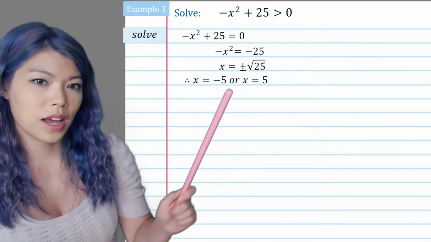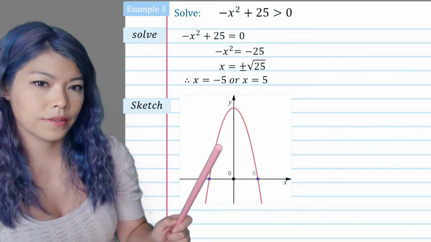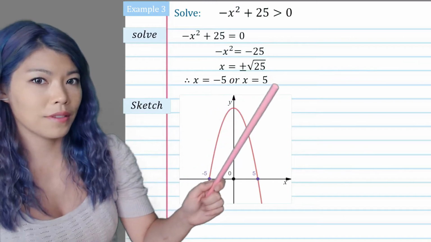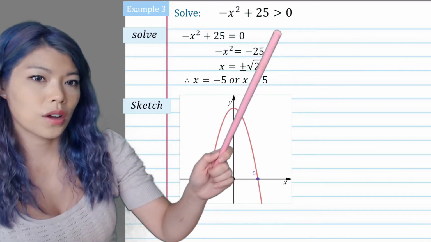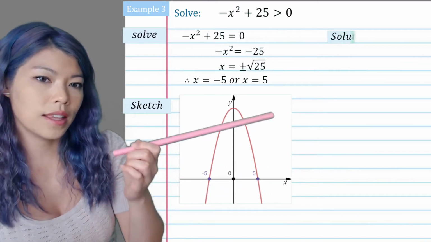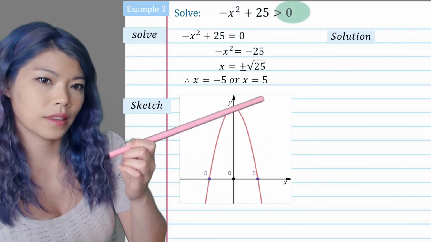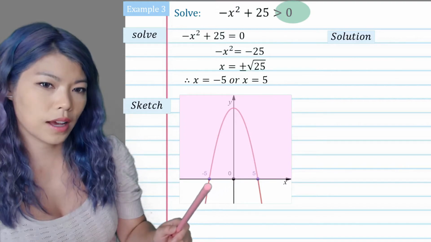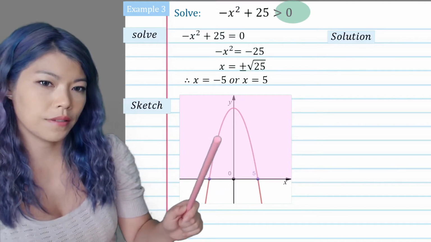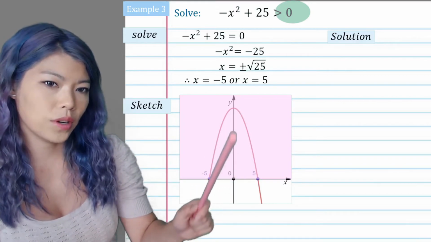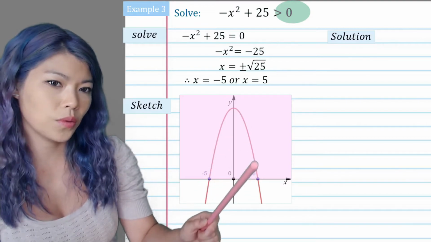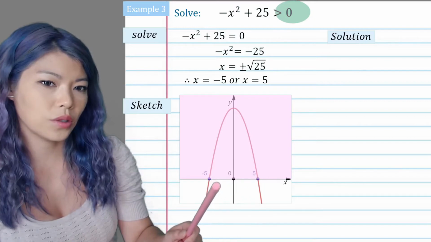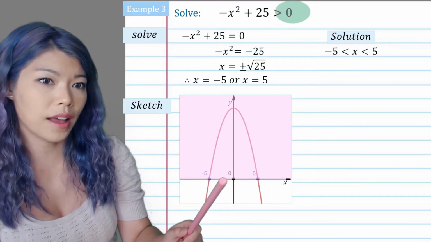So now we sketch that. It is a negative graph. It looks like that, with the x-intercepts at -5 and 5. And we want greater than 0, so we want this section up here. We notice that the x values are between this -5, that value. We want x is 0, we want x is 1, we want x is 2, we want x is 3. So we want all these x values. So we want x between -5 and 5.